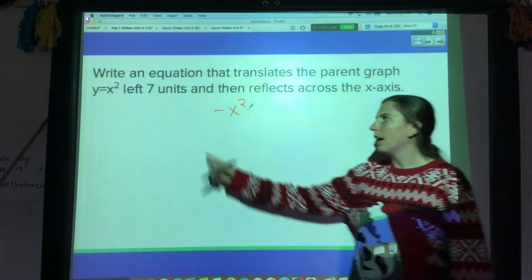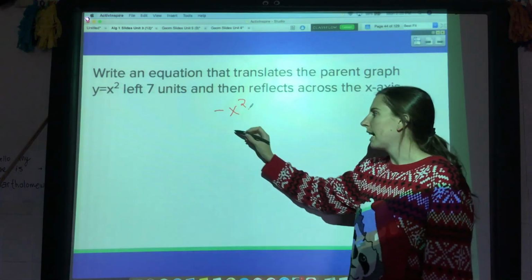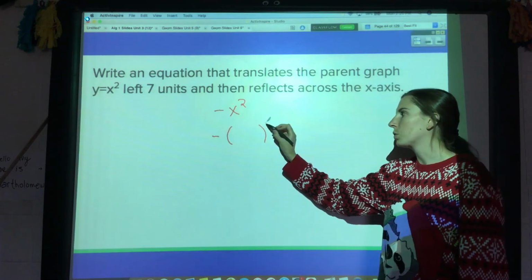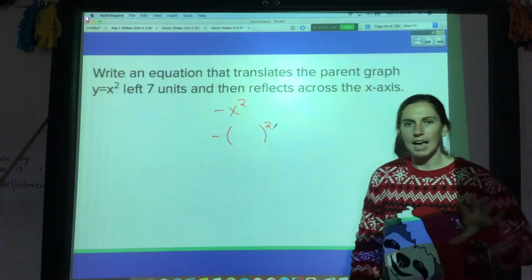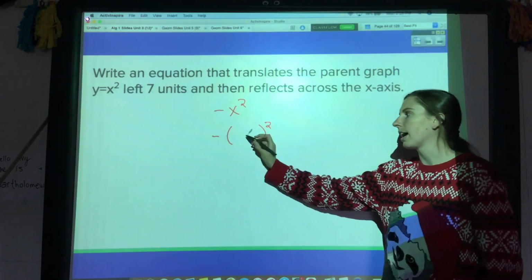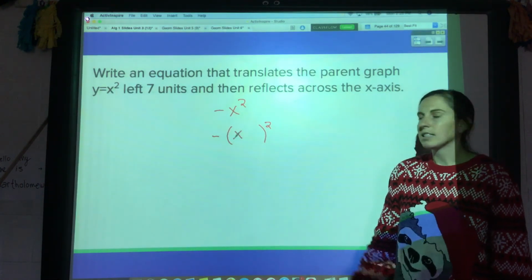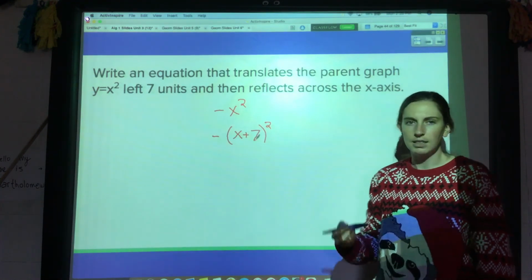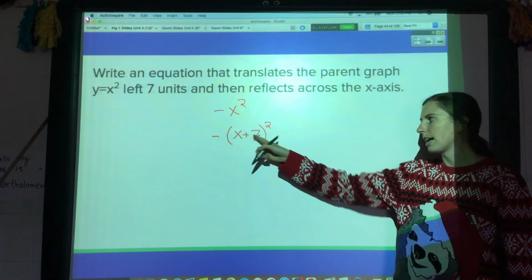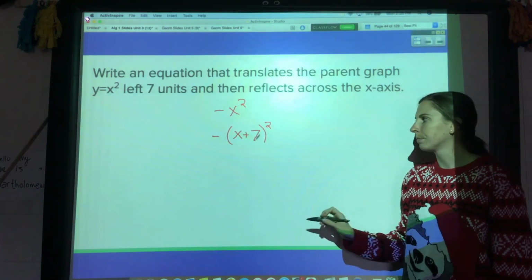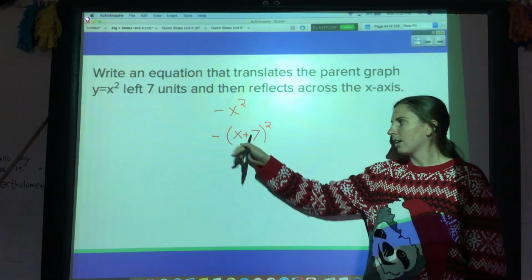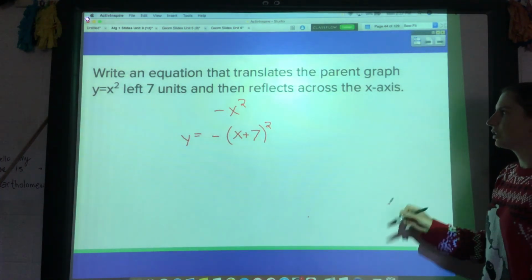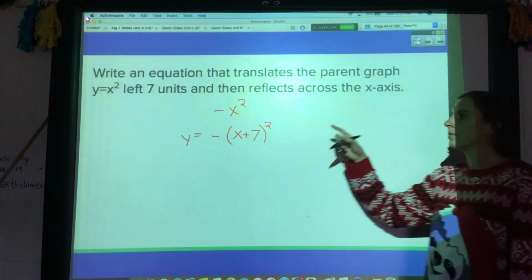And then I want to go left 7 units. That needs to happen inside parentheses, right in there with the x, with the squared on the outside. Because it's in the x direction, it needs to be right in there with the x. And since it's left 7, I'm going to actually do +7 because remember what's in the parentheses is opposite of what you would expect. So rather than go right 7, this actually goes left 7. If you're not sure, you can test it out on Desmos and see if that really did work. So there's my equation that reflects and moves left 7.